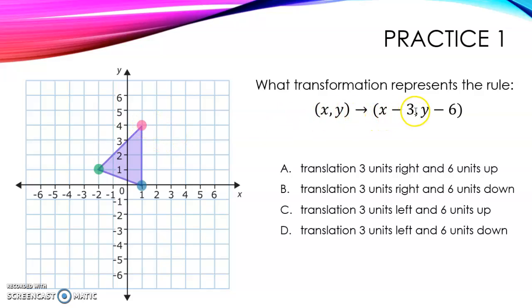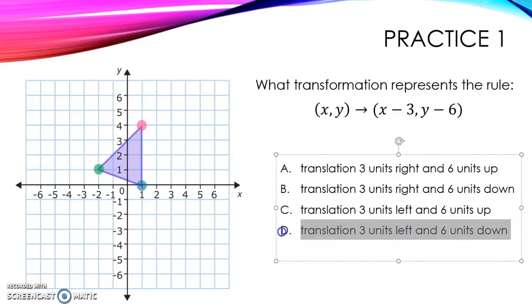It says we're subtracting 3 from them. When we subtract 3 from our x values, that means we're going to be moving to the left, since x goes left and right. So we're moving to the left by 3, and then the y values are subtracting 6, so they're going down by 6. You can go ahead and count them, but that would mean we want to pick one of these options here. And it looks like option D is the correct one for us: translating 3 units left and 6 units down, based on what it says here.